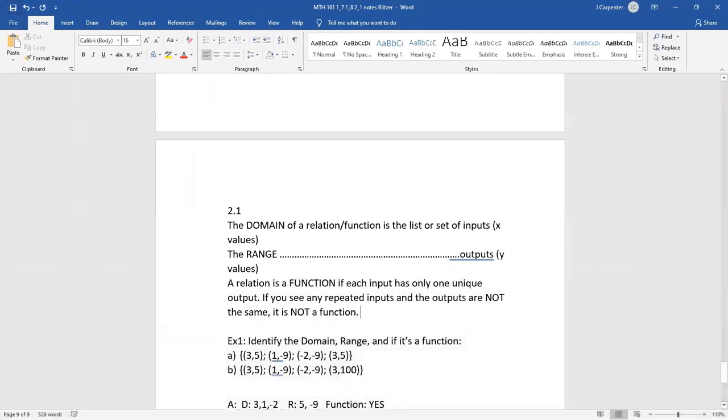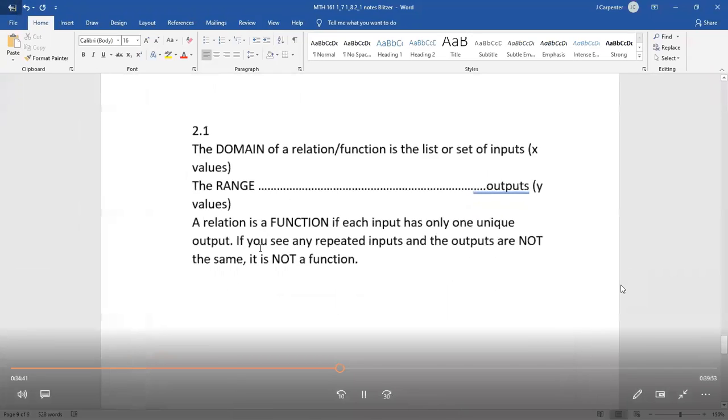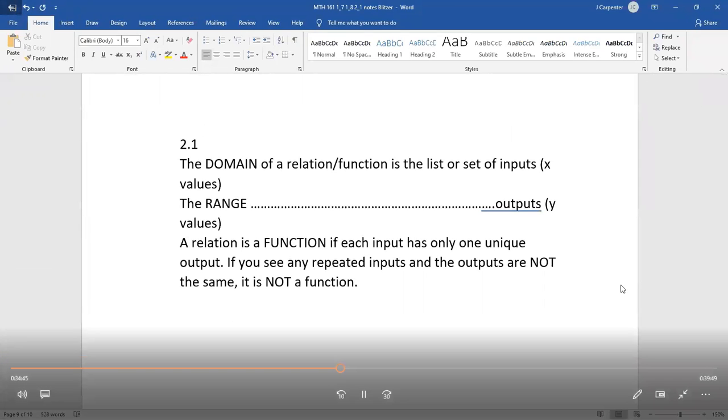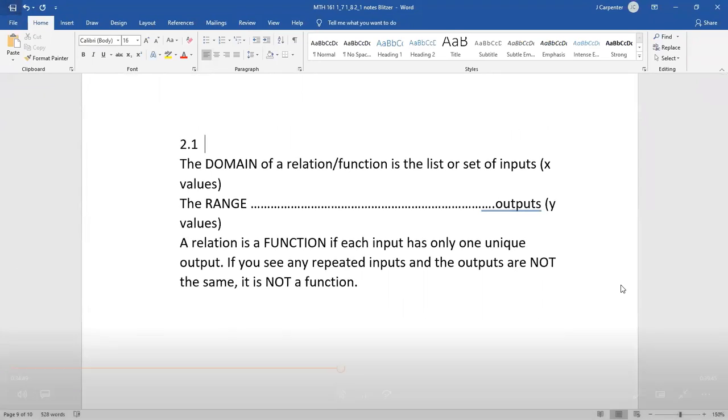Show everything all at once. Zoom in. And the title of that section, by the way, which I don't know why I didn't type up, unusual for me, is something like: Basics of functions and their graphs.